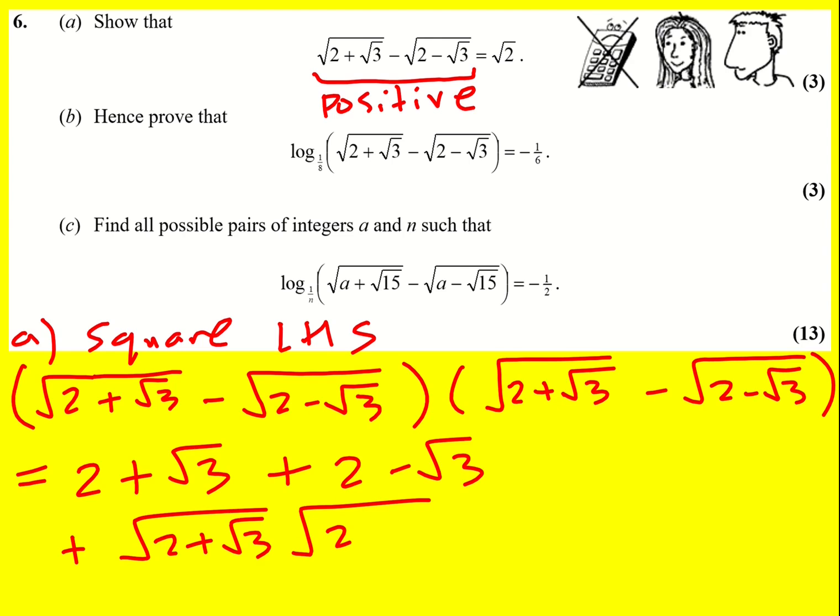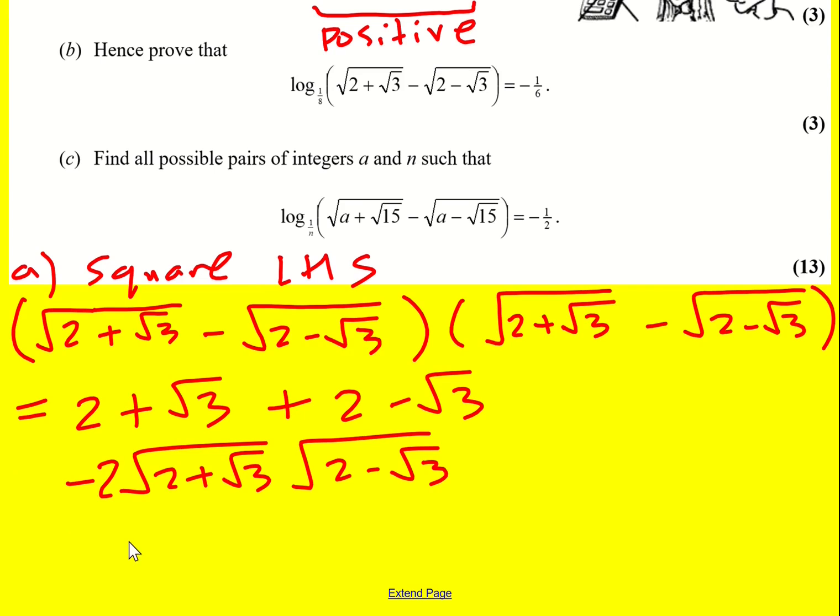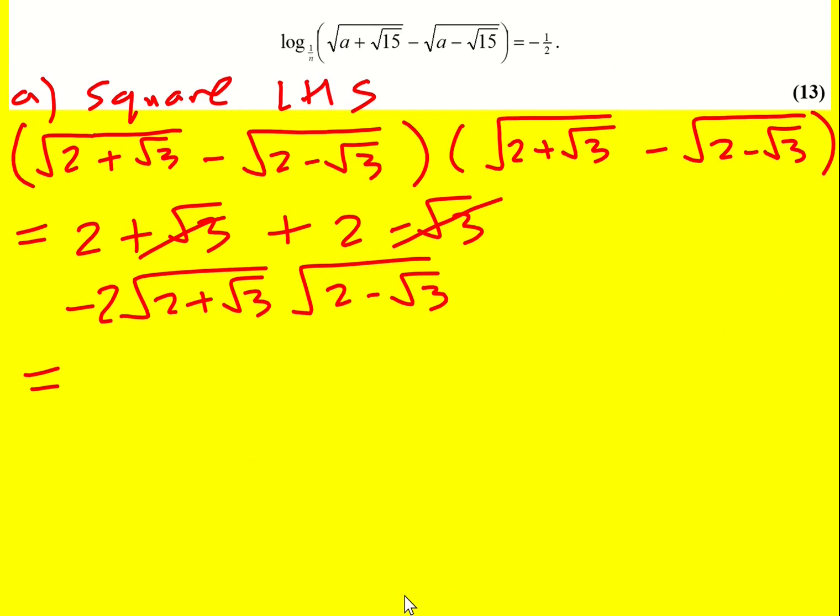Oh, sorry, this should be a minus. So I've done this one times this one. Now I'm doing the first one times the last one. And then I've got to deal with the second one times the third one, and that will be the same as the first times the last. So I'm going to get 2 lots of this. Can I cancel? So we're going to get 4 minus 2.